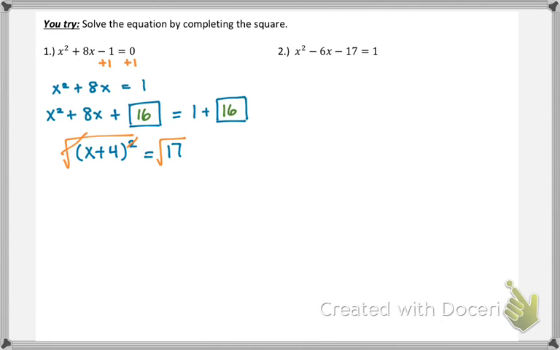And then once you complete the square, we can undo PEMDAS, get the x by itself by getting rid of the square, by taking the square root. I have x plus 4 equals plus or minus the square root of 17. And then finally minus 4 on both sides. X equals negative 4 plus or minus the square root of 17. So 2 answers.